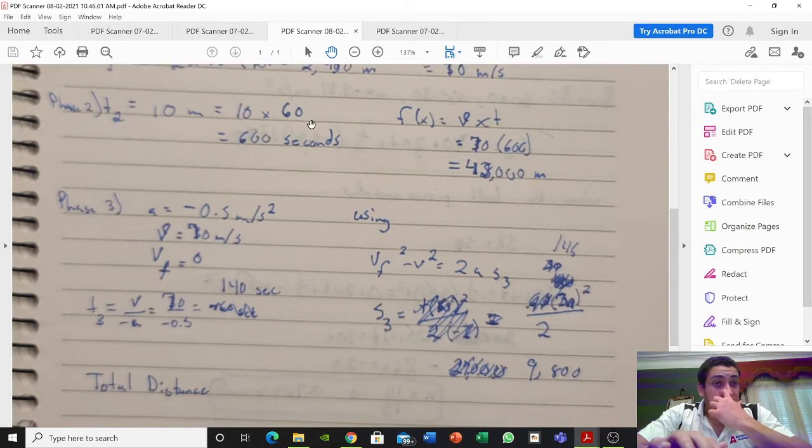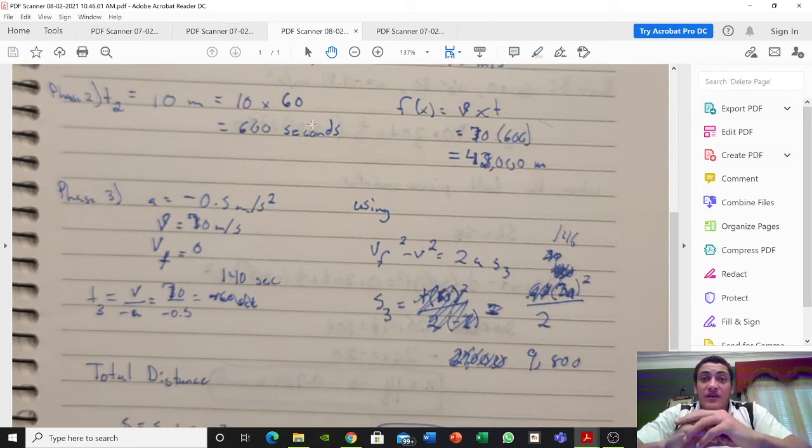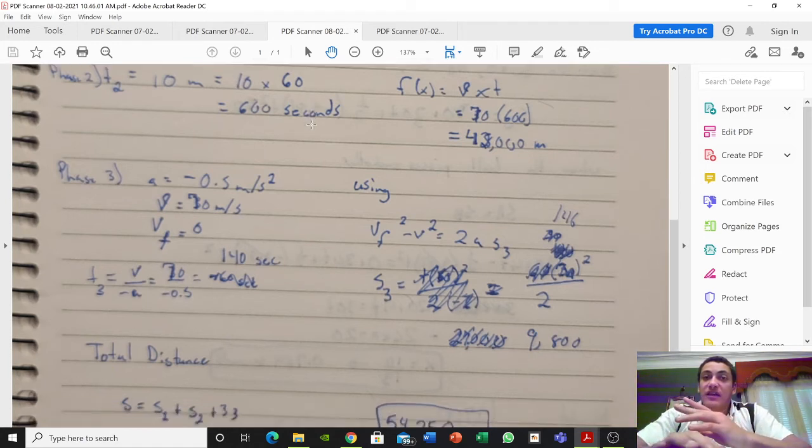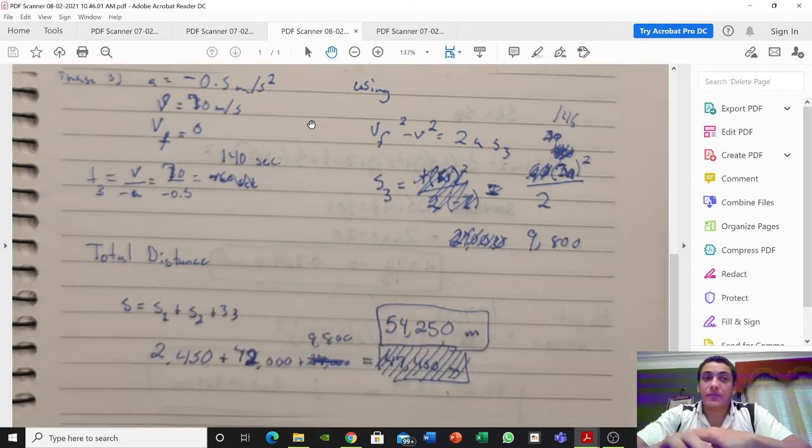So using this in our next equation, Vf squared minus Vi squared equals 2as3. Don't mind the scribbles. The formula to use is 140 squared divided by 2, which results in 9,800 meters.